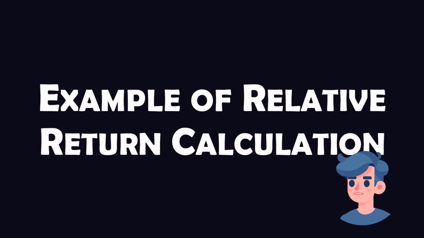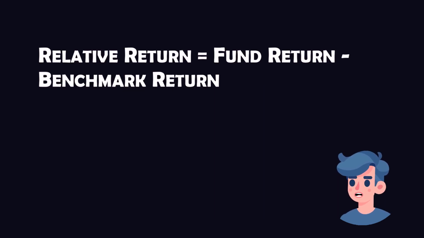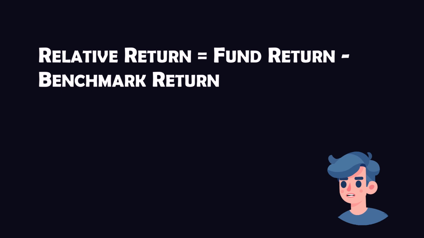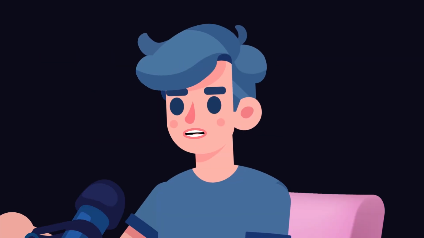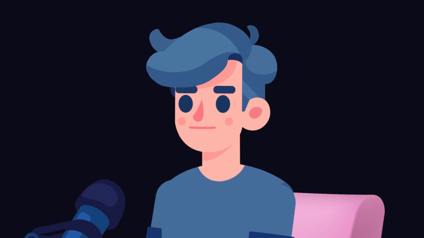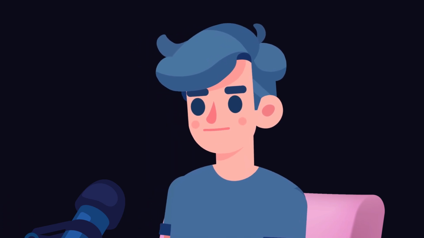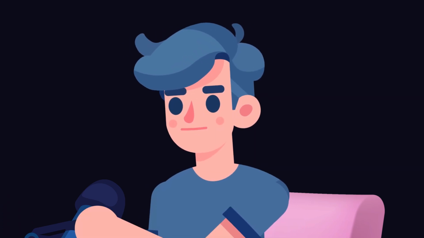Let's consider an example. Suppose you invested in a mutual fund that offered a 10% return over a year. Simultaneously, the benchmark index, say the S&P 500, provided a 7% return. Here, the relative return for your mutual fund would be 3%. In this example, relative return equals 10% fund return minus 7% benchmark return, equals 3%.